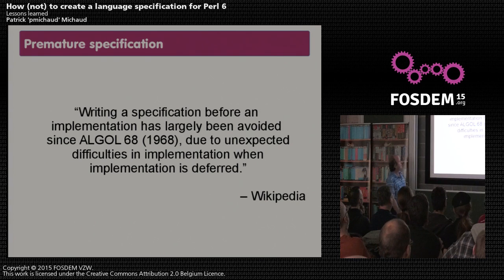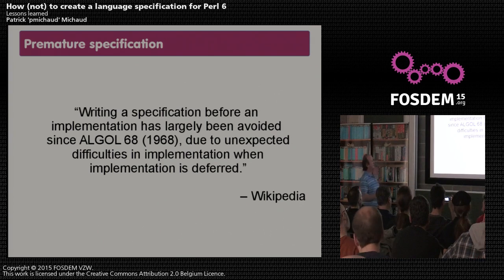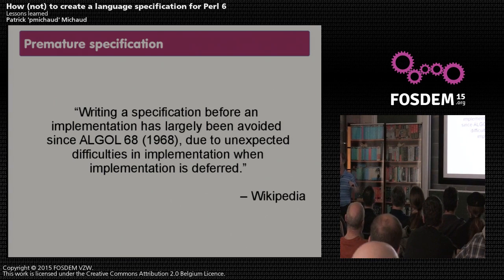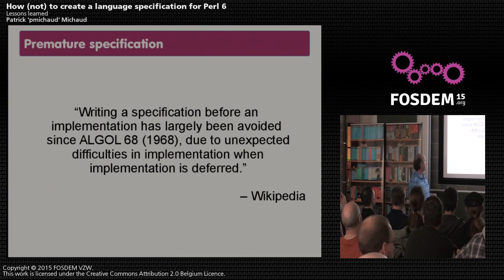And then Wikipedia again. If you go and look at the article on language specification in Wikipedia, it has this very nice little quote here, which I will just read out loud. Writing a specification before an implementation has largely been avoided since Algol 1968. What? I didn't know this. And why do you do it? Because of unexpected difficulties in implementation when implementation is deferred. This is exactly the experience we had with many parts of Perl 6, that we would create a specification, and we would go and implement it sometime later, and all of a sudden we discovered, oh no, that was wrong. Start over, come up with something quite a bit better. But apparently, this has been known for some time.